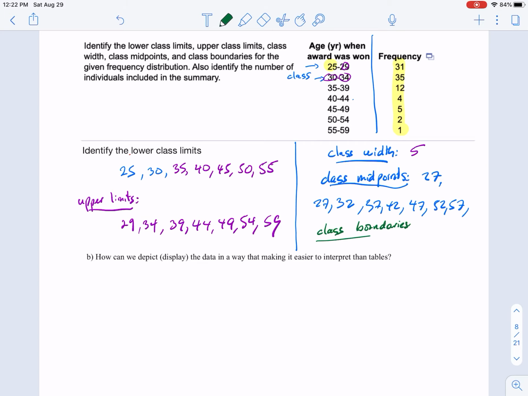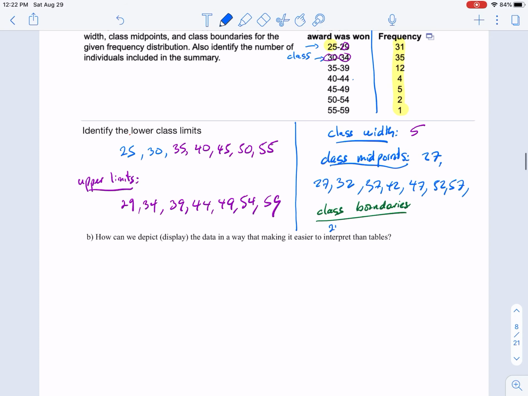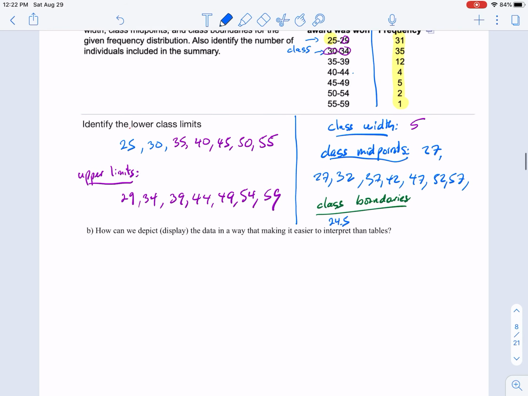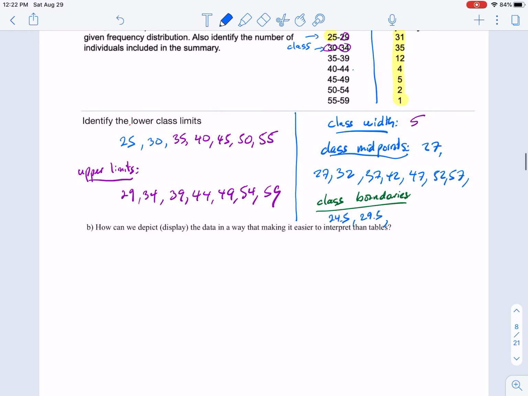So we can say class boundary will be, let's see, we got 24.5 for the first one, right? And then the next one will be 29.5. And then we just keep adding the class width to each of these numbers. So we're going to get 34.5, 39.5, 44.5, 49.5, 54.5.